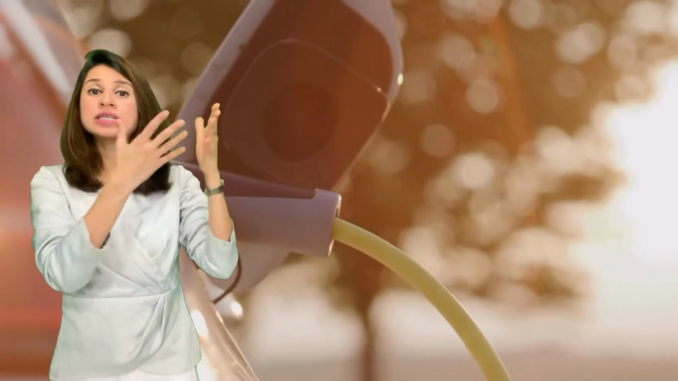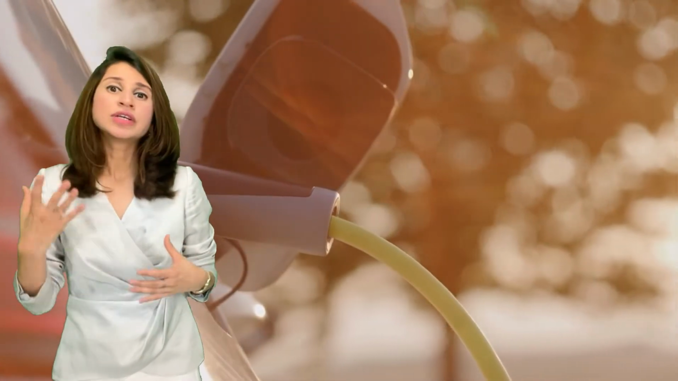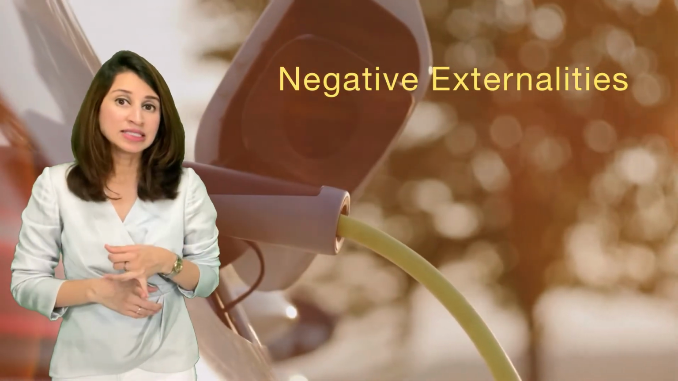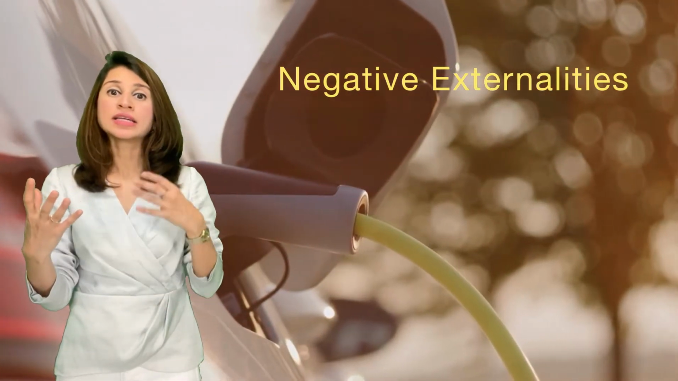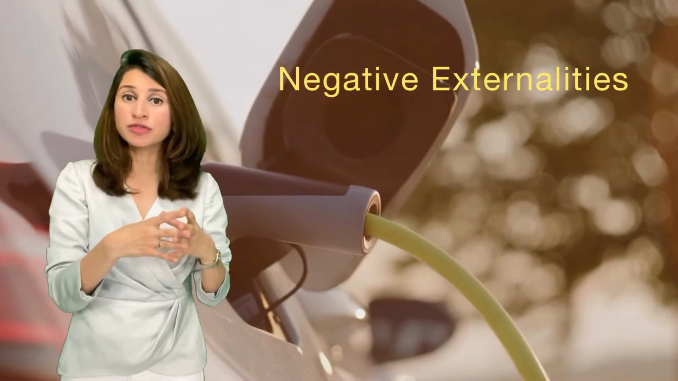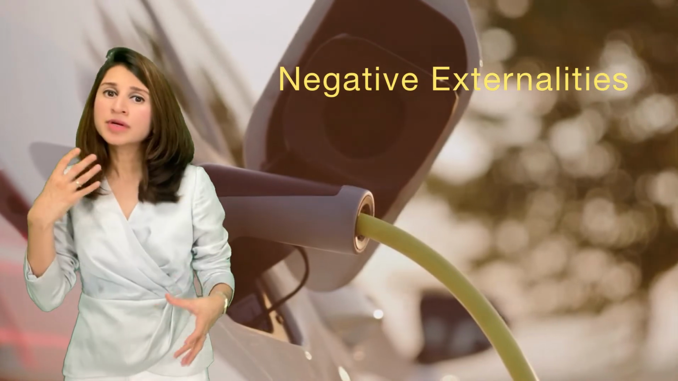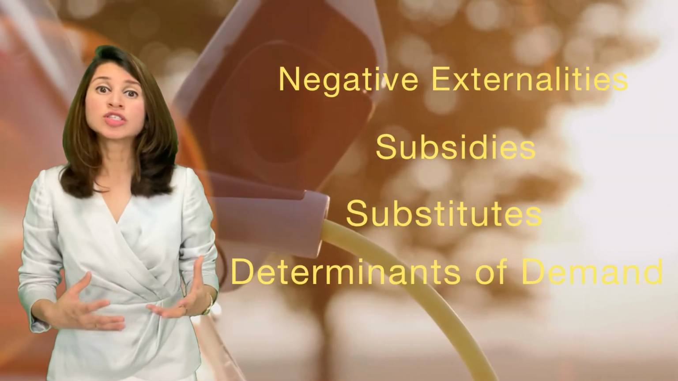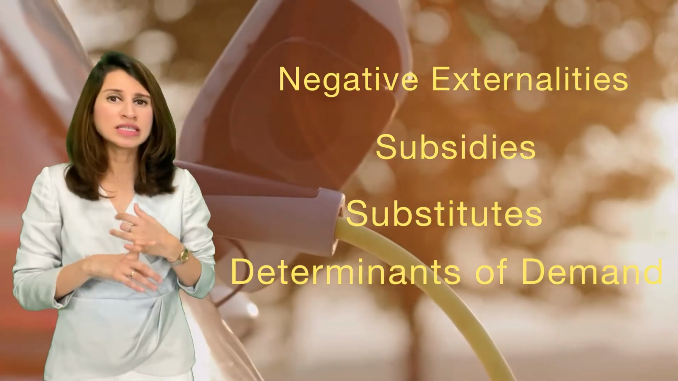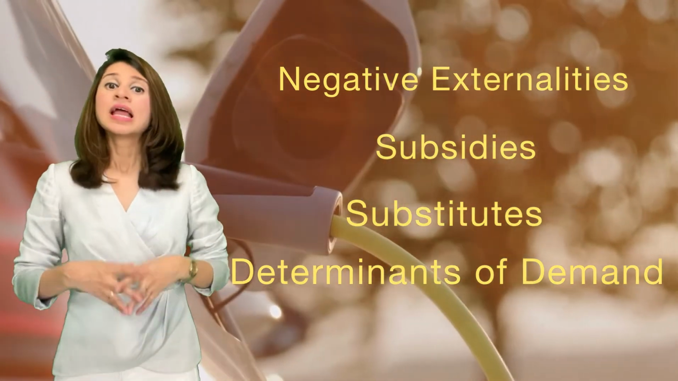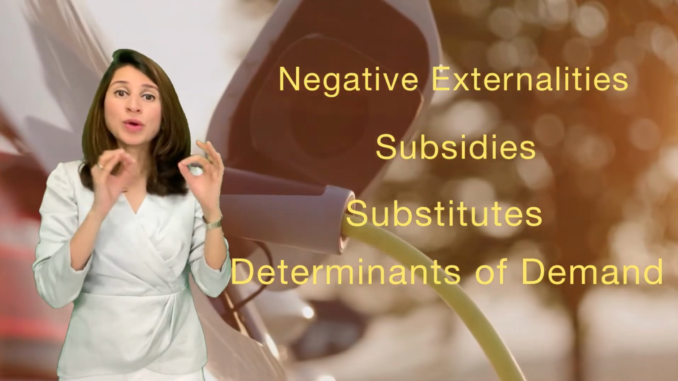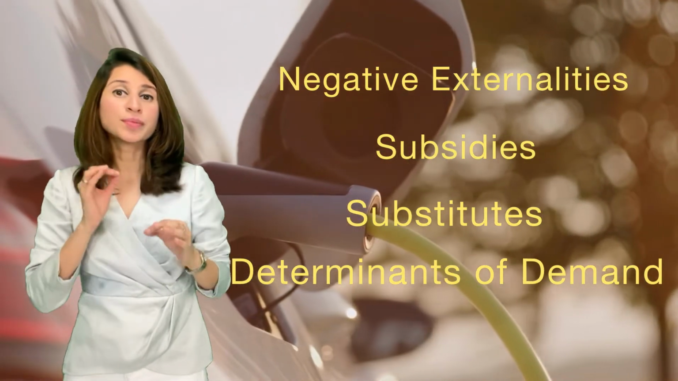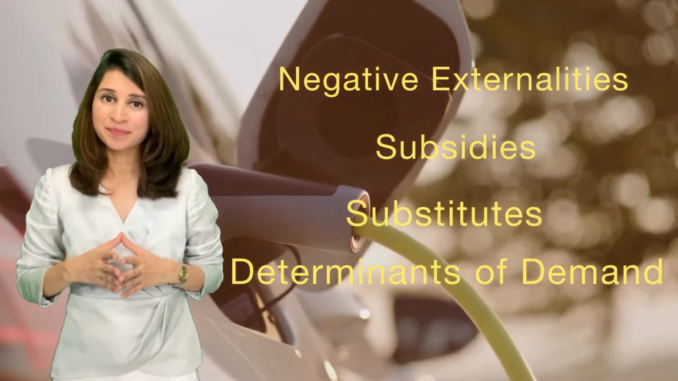Now let me give you an example. If you were doing the EV example, relevant topics would be negative externalities, where you would draw and explain the diagram using the data from your research and draw some conclusions. Also look at subsidies, substitutes, determinants of demand like consumer taste and preference, etc. Explain each with well-labeled diagrams, trying to draw the problem and the solution diagram.